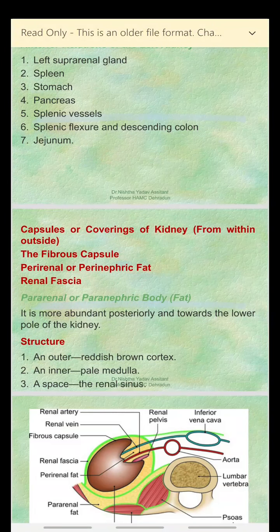So next are some coverings or the capsules on the kidney from within outside.